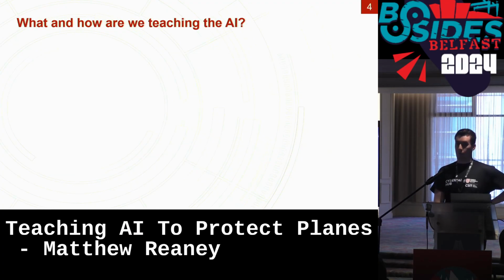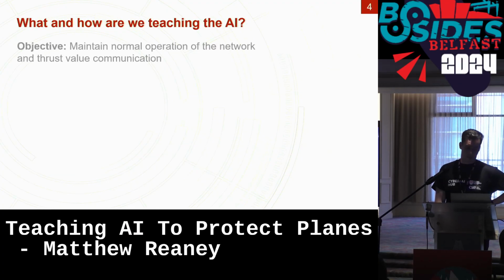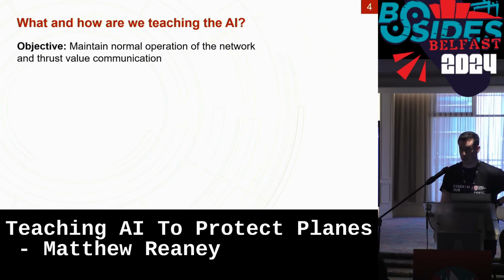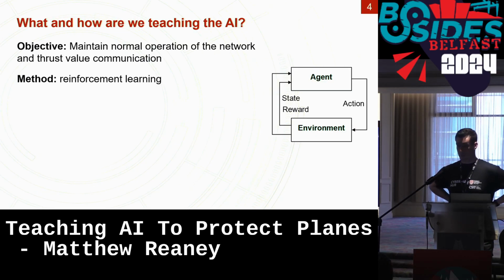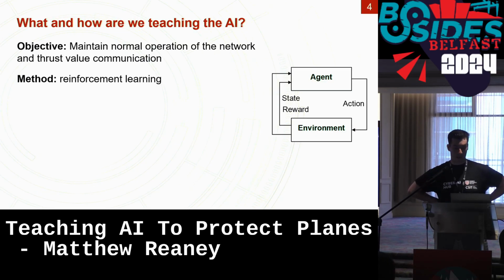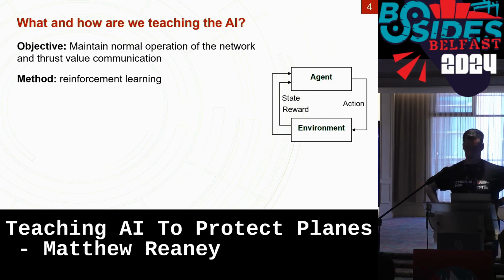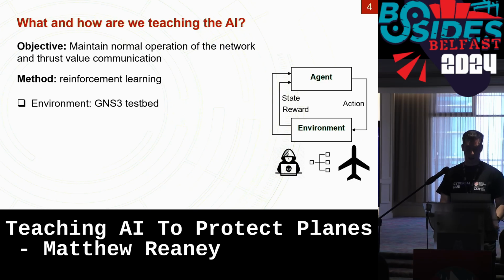So now we know what we want to train it to do, which is maintain normal operation of the network and the thrust value communication. So we can't just say it must stop this at all costs. It also needs to not stop how it normally functions. And the method that I've been looking into is reinforcement learning, particularly deep reinforcement learning, but I'm just going to explain the basic type. So it works in a loop, and the first component of that is the environment, which is sort of that problem scenario I just showed.